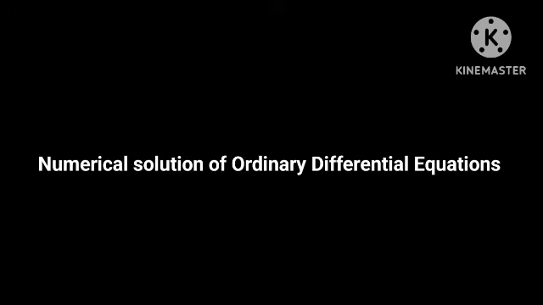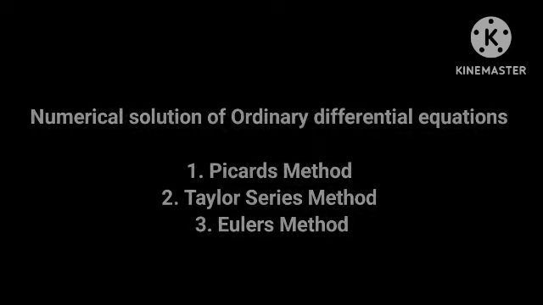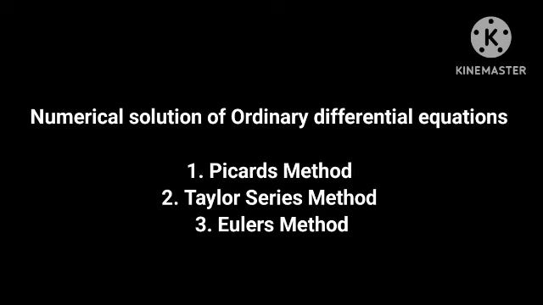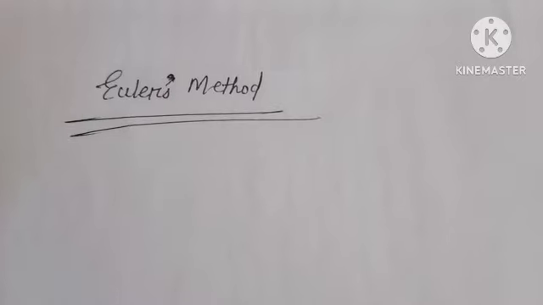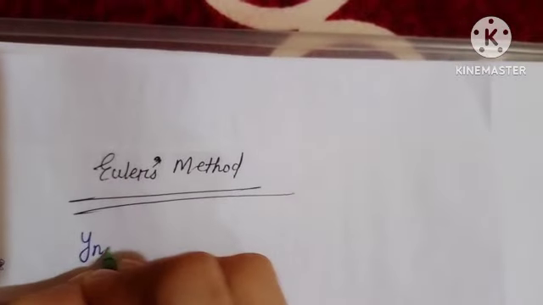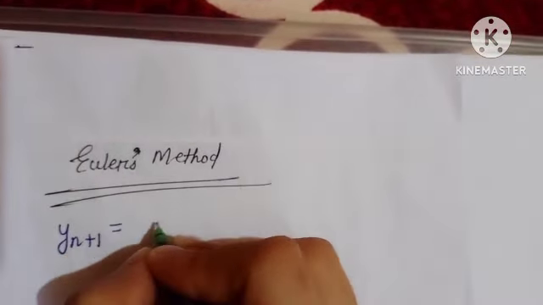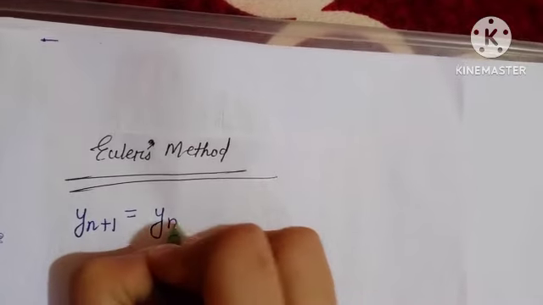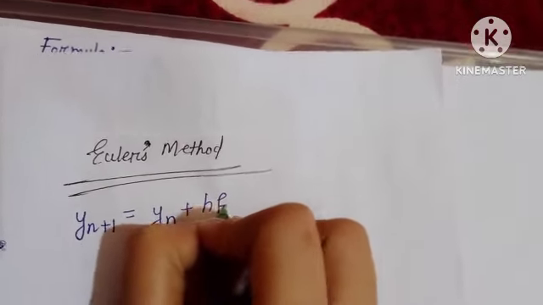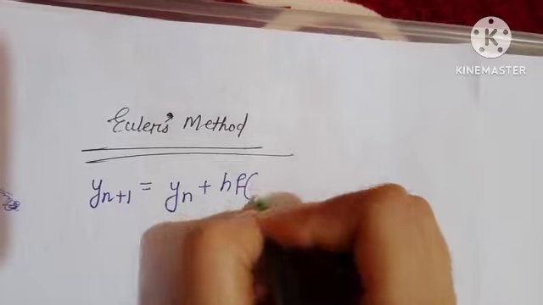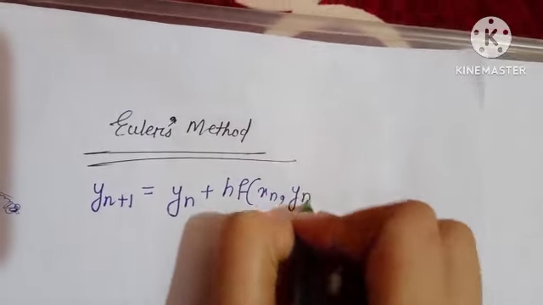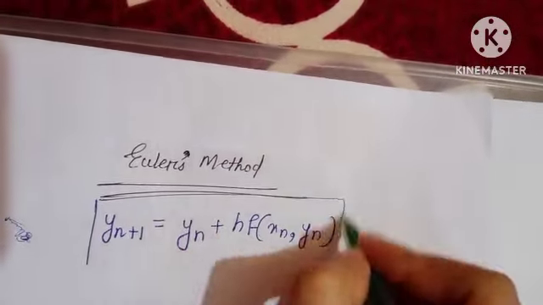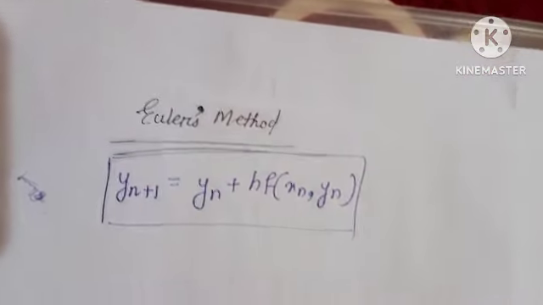So we were studying numerical solution of ordinary differential equation. We have completed Picard's method and Taylor series method. Now today we'll continue with Euler's method. So the formula is y_{n+1} equals y_n plus h f(x_n, y_n). So this is the formula for Euler's method.